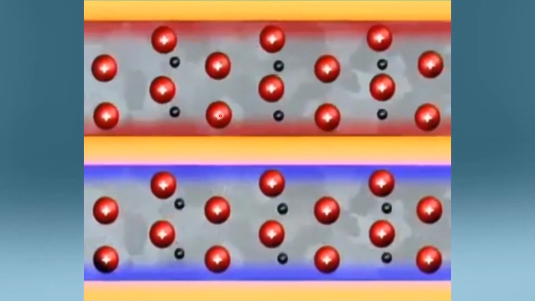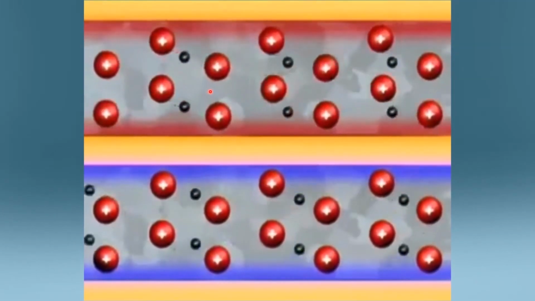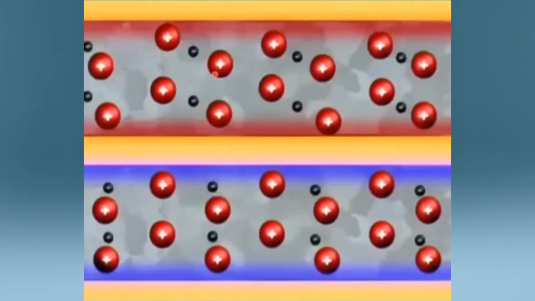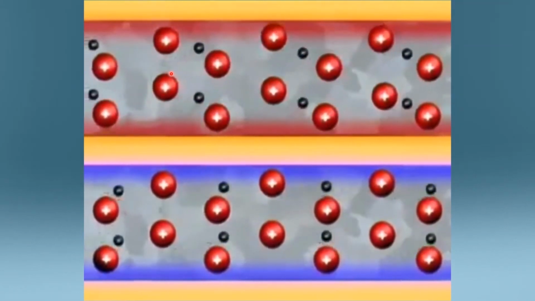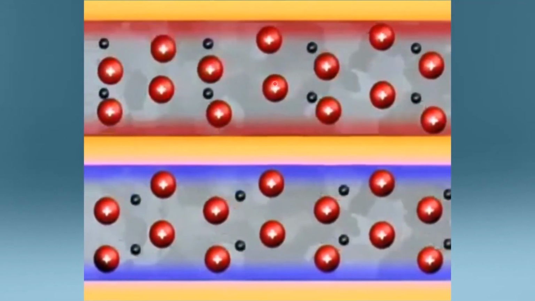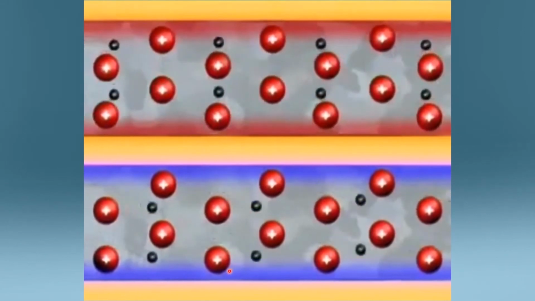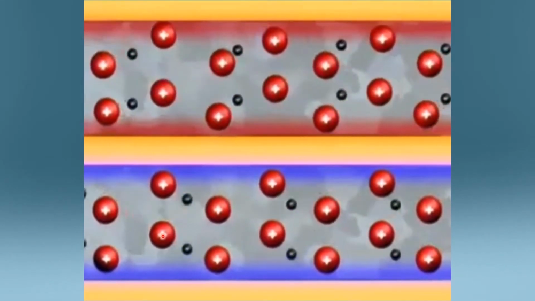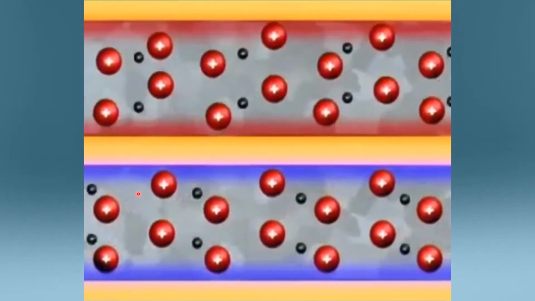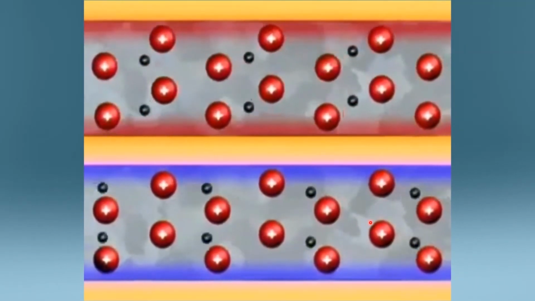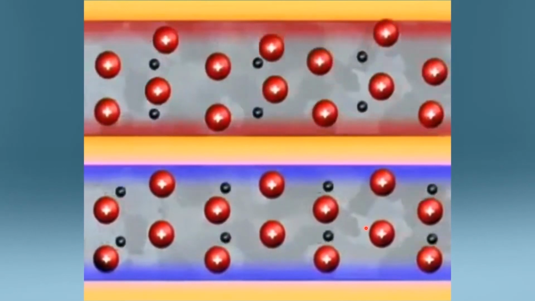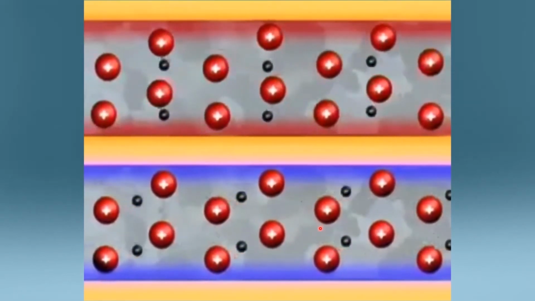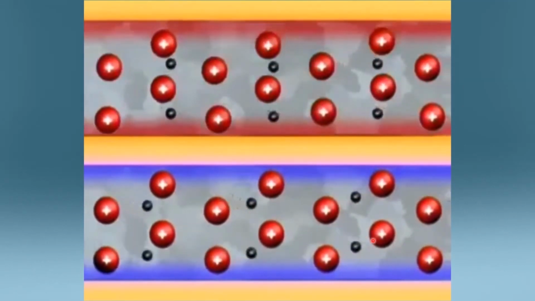So here you see on top, the vibration of the metal atoms is more, so the electrons do not flow freely through the wire. But here you see when the wire is cooled, the metal atoms vibrate less, so the electrons freely move through the material, and so the current is more or the resistance is less when the wire is cooled.